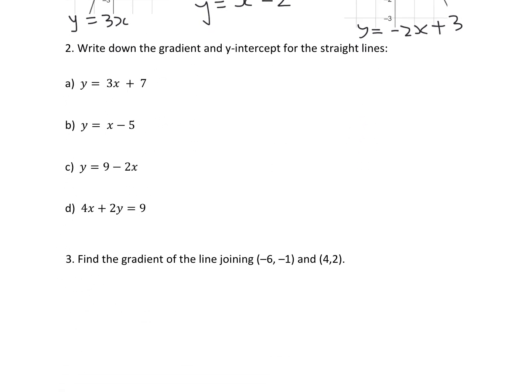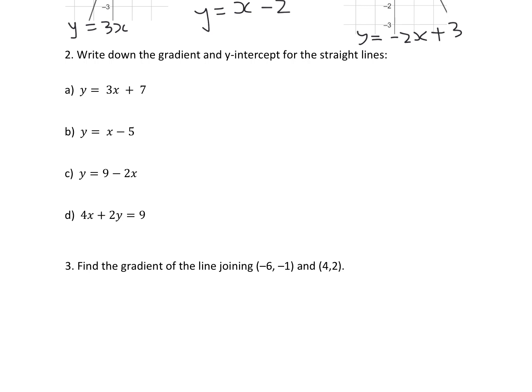Number 2. Write down the gradient and y-intercept of the straight lines. So if we just look at the equation for a straight line, first of all, it's y equals mx plus c. So the first one, we can see that m is 3. It means the gradient is 3. And the y-intercept is what you add on to your x's, so that'll be 7. So the y-intercept, the c, is 7.